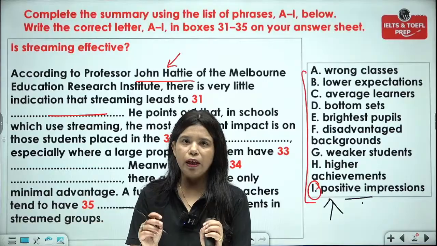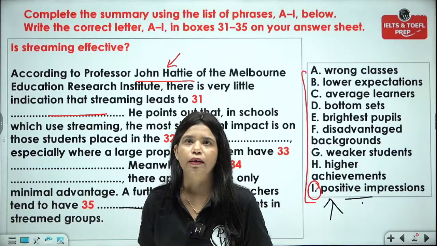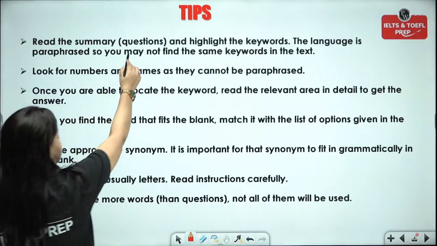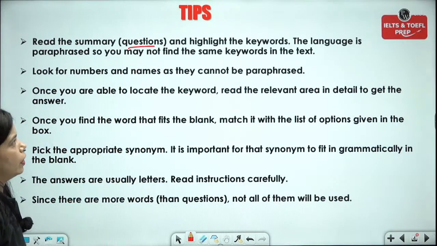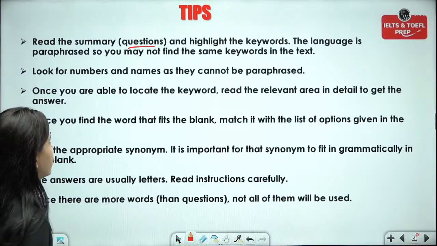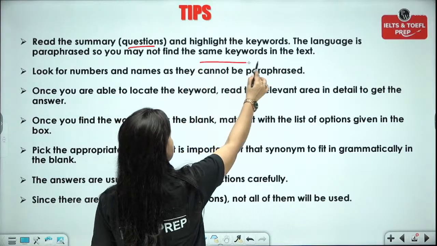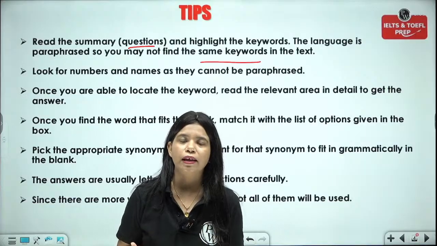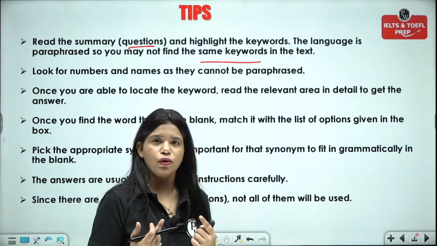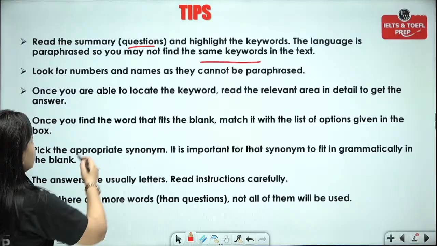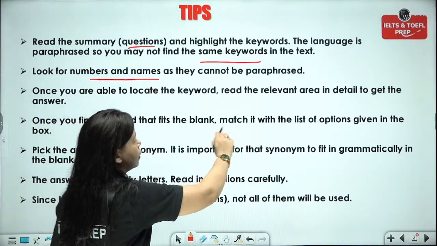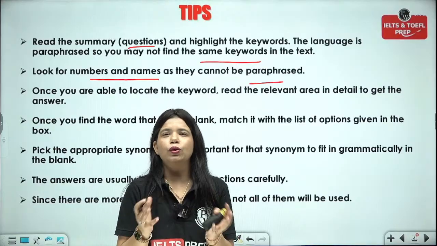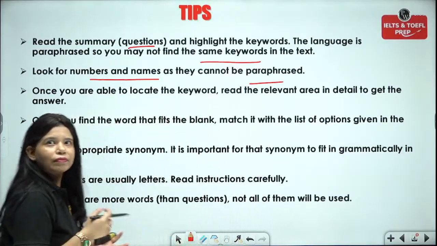Let's understand some tips around it, and then we'll do some live practice. So here you go. Tip number 1, read the summary as in the questions and highlight the keywords. The language is paraphrased, so you may not find the same keywords in the text. As you know, the language is going to be changed. You will not find the same keywords, so keep your eyes open for the synonyms of the keywords. And then look for numbers and names as they cannot be paraphrased. These can be your biggest keywords, numbers and names, because they cannot be paraphrased.